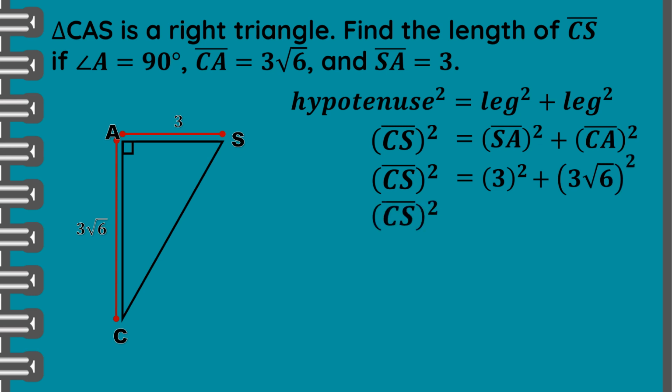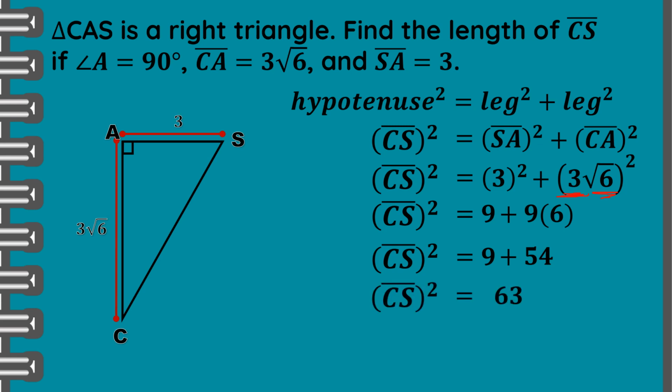So the square of segment CS is equal to the square of 3 is 9, the square of 3 is 9, and the square of square root of 6 is 6. That leads us to have 9 times 6. We have the square of segment CS is equal to 9 plus 9 times 6 is 54. So we have the square of segment CS now is equal to 63.